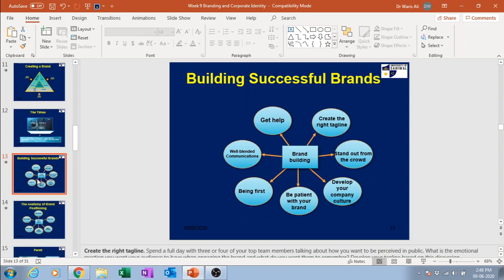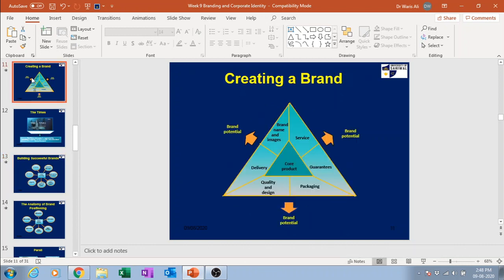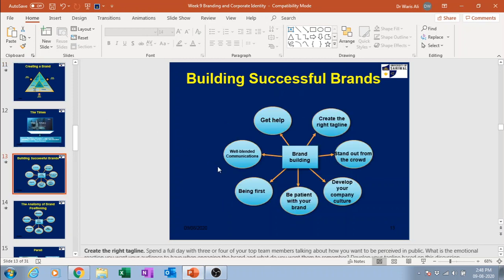Now, how can we create a successful brand? I told you about creating a brand. Firstly, I told you that you should not compromise over services, guarantee, packaging, quality, design, delivery. So firstly, design a good core product, then offer better services, and then comes this slide. So you need to read these three slides collectively. In order to build a brand, what do you need to do? Firstly, create the right tagline.